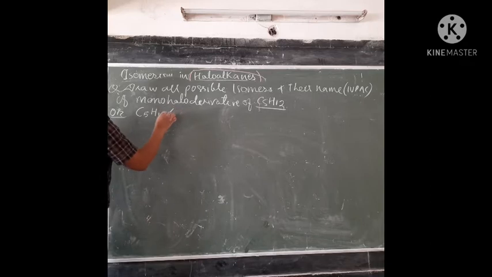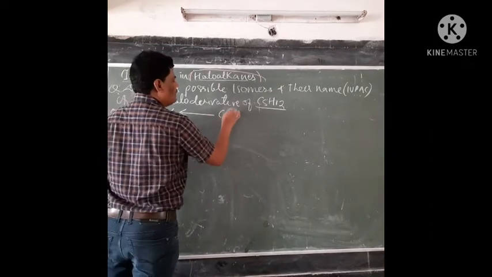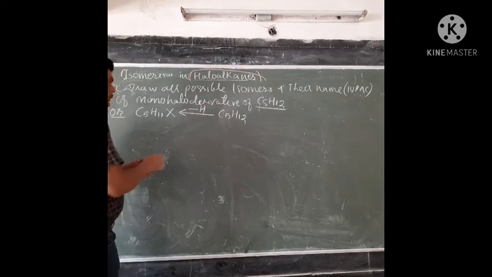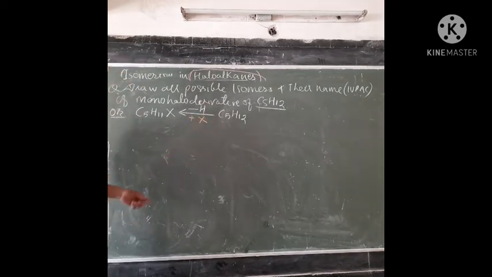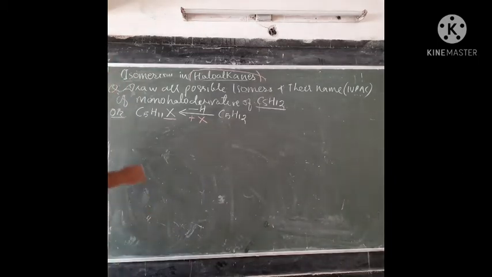The question can be written as C5H11X. Because mono halo derivative means, if the formula is C5H12, then minus H plus X. So this is called mono-halo. Mono-halo means single halogen, and derivatives means made from the C5H12 compound. So the molecular formula becomes C5H11X.